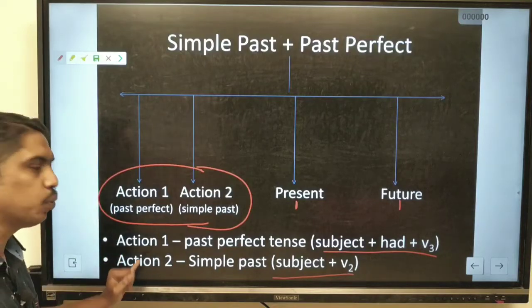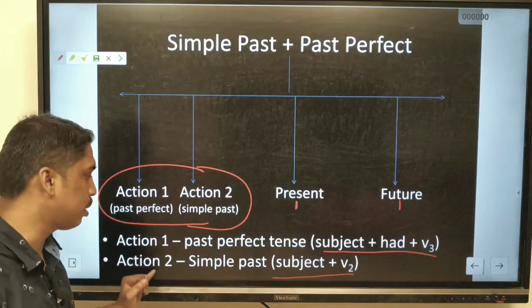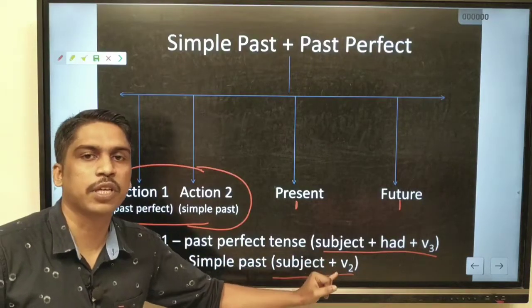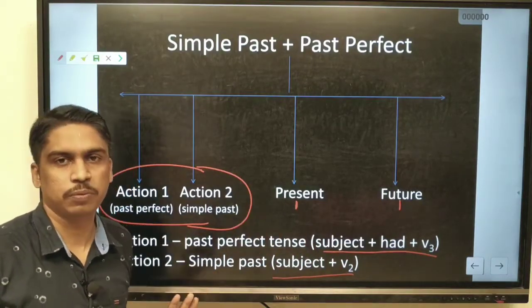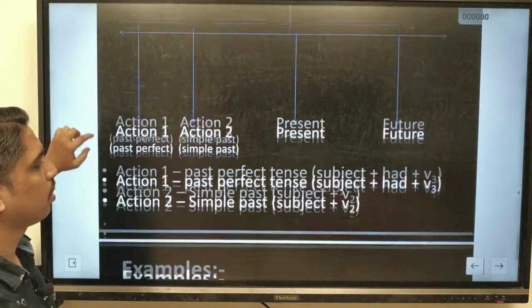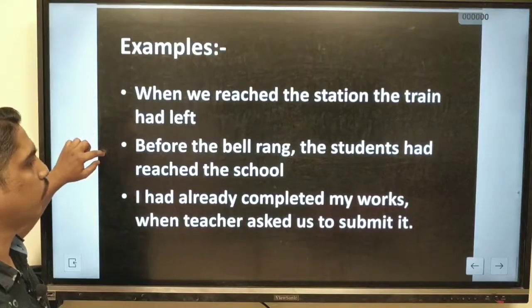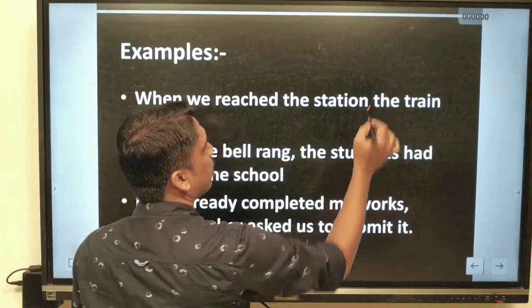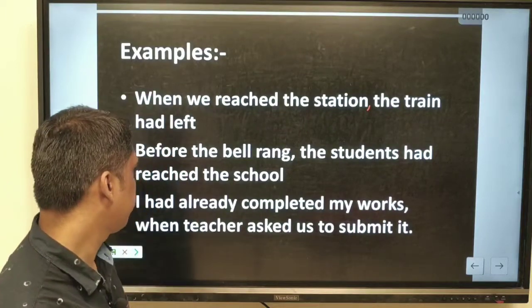Then action 2, the second happened action should be told in simple past tense, which is subject plus verb 2. Okay, clear? Yes. Examples. We can look at some examples here. When we reached the station, the train had left.